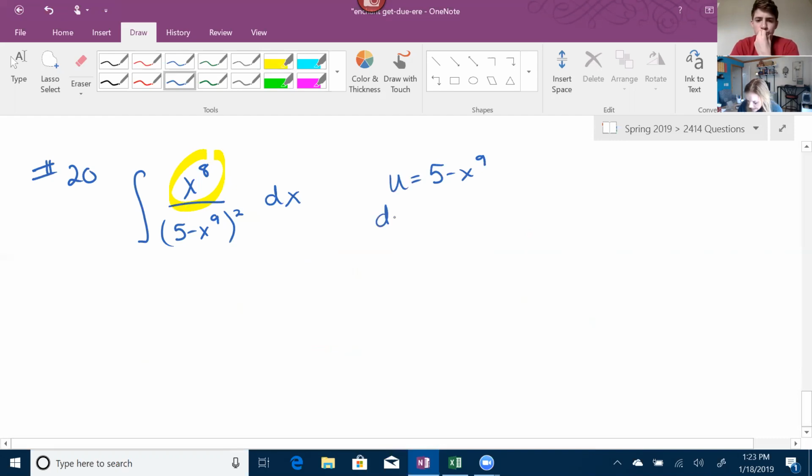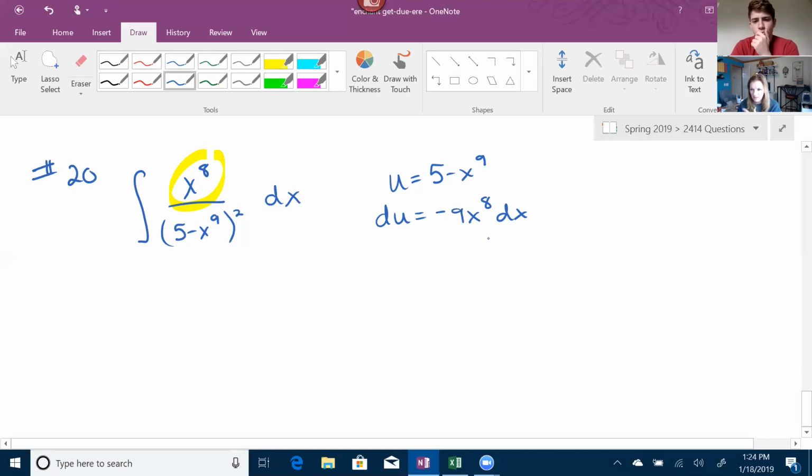Then you take du dx, but you go ahead and multiply through by the dx. So I'm just going to say du, and put the dx on the other side, and you'll see why. Taking the derivative gives negative 9x to the 8th, and then we put the dx here. Are you okay with that? Okay, so now the idea is to rewrite this integrand in terms of only u's.